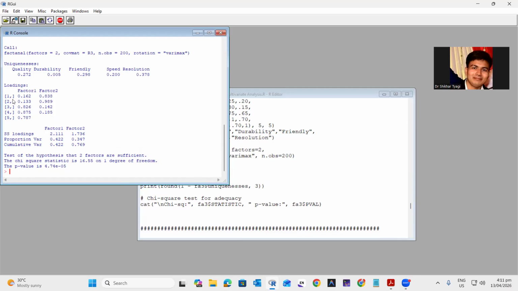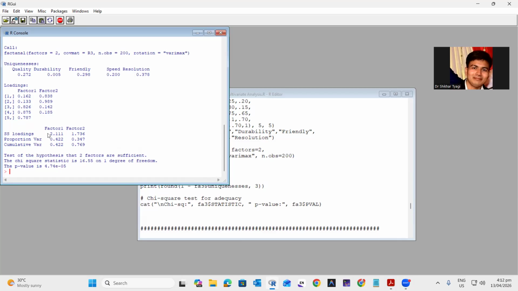The two factors may be interpreted as follows: factor 1 can be interpreted as service responsiveness or interpersonal service quality, and factor 2 can be interpreted as technical or product quality. The blank entry for resolution on factor 2 means its loading is below the printing cutoff, or very small, almost negligible. That's why it is not shown.